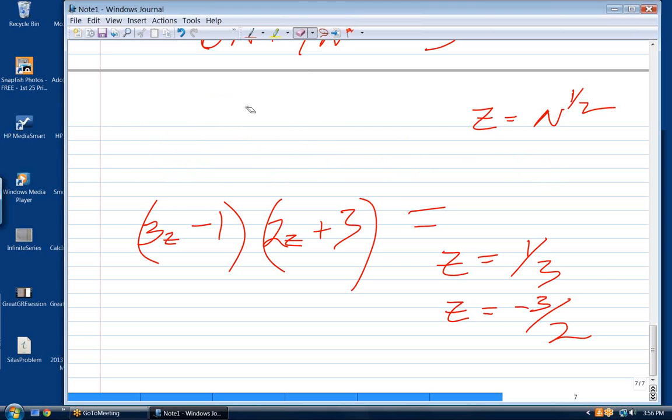For this one here, n is what? Okay, 1 second. Thinking. So I'm going to substitute 1/3 for z and solve for n. How do you solve that for n? Would you square them both? Square them both, exactly. So that n is equal to 1/9.